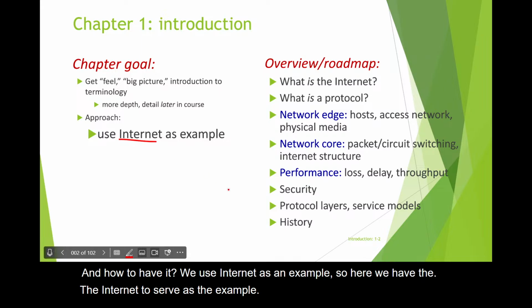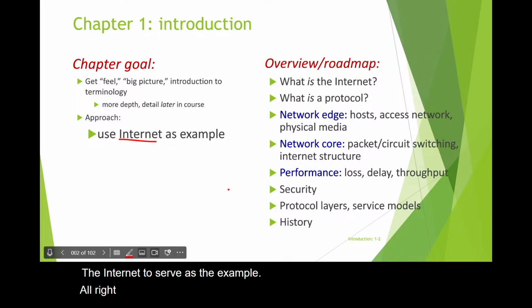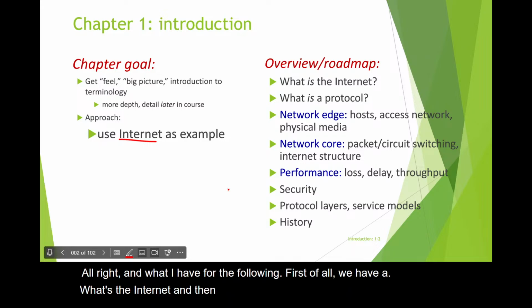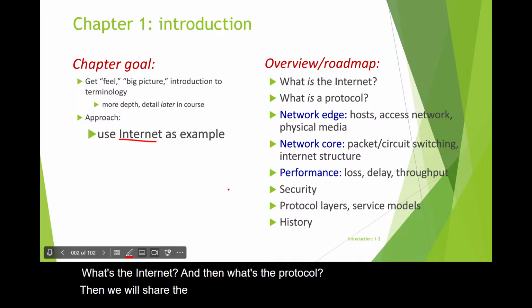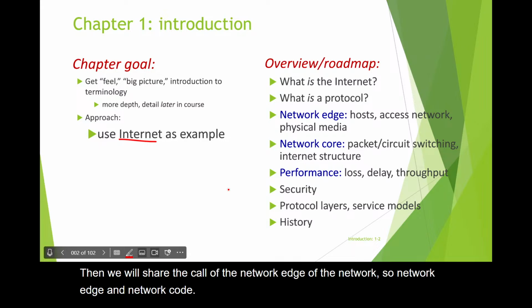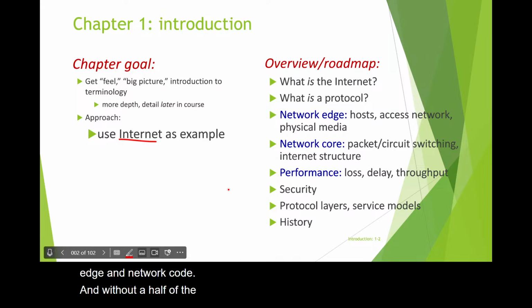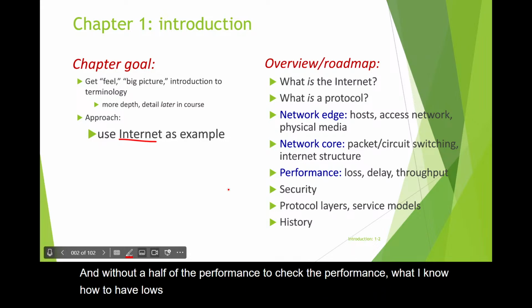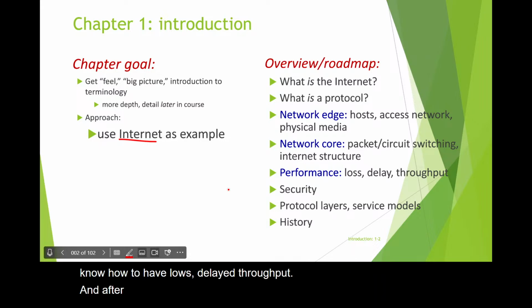All right, and we have the following. First of all, what's the internet, and then what's the protocol. Then we will check the network edge and the network core. And we will look at performance. To check the performance, we know how to measure loss, delay, and throughput. And after that, we go through security slightly. All right.